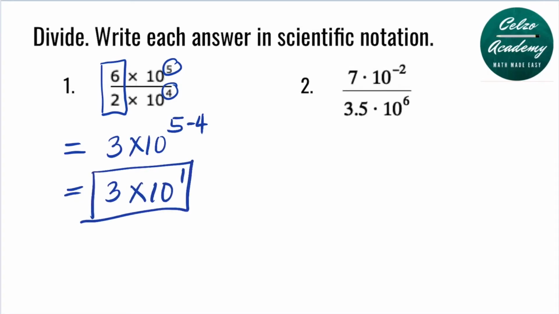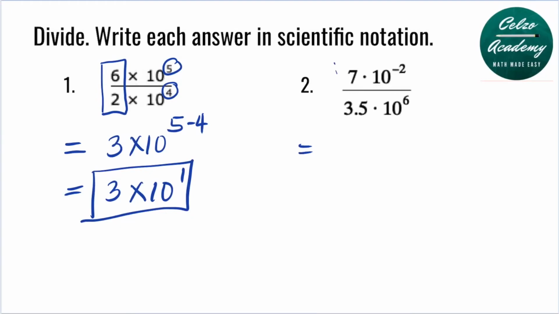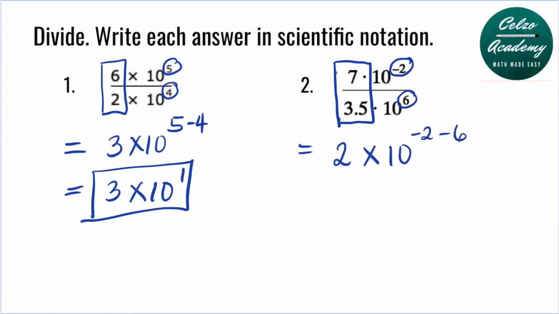Question number 2. 7 times 10 to the power of negative 2 divided by 3.5 times 10 to the power of 6. The first thing that we need to do is divide the a value, 7 and 3.5, and that is 2. Next, we need to subtract the powers of 10, that's negative 2 minus 6. So we have times 10 to the power of negative 2 minus 6. And the final answer is 2 times 10 to the power of negative 8.